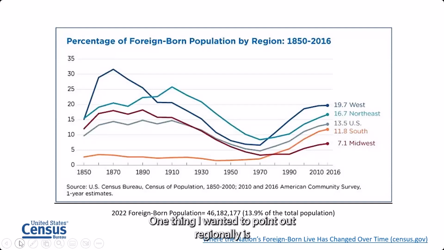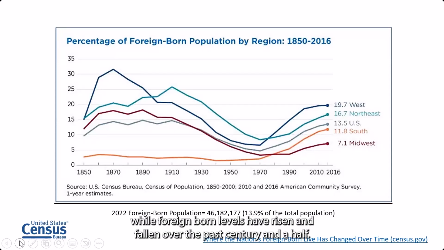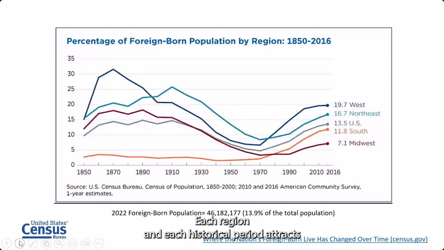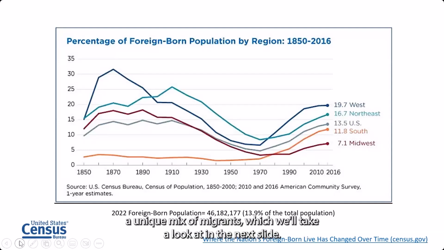One thing I wanted to point out regionally is you'll see that the line in orange, which represents data for the South region, shows that foreign-born residents in the South was well below that of other regions and the national average until 1980. But by 2016, the South region had surpassed the Midwest. While foreign-born levels have risen and fallen over the past century and a half, each region and each historical period attracts a unique mix of migrants, which we'll take a look at in the next slide.